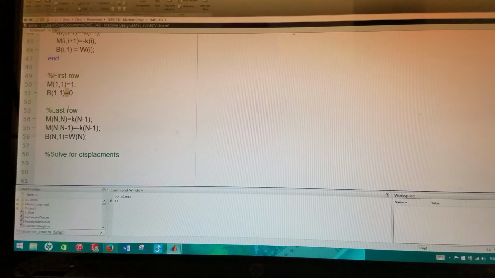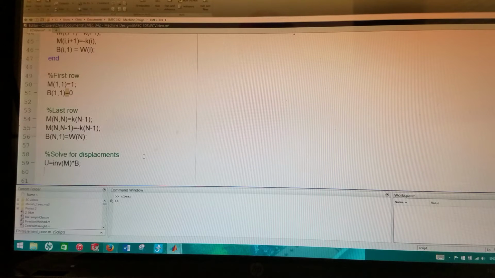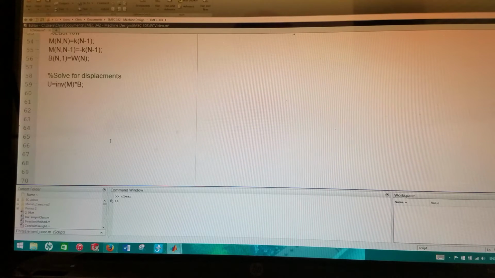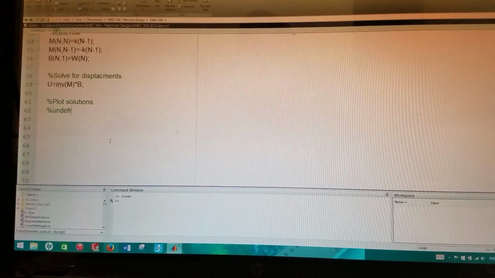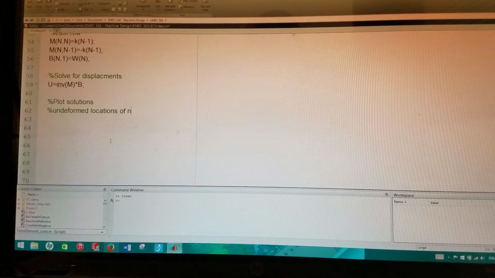And solving for displacements means solving the U matrix, which will be the inverse of the M matrix, multiplied by the B matrix. And then now at this point, we'll be able to plot the solutions. So we will plot solutions. We're going to start by plotting the undeformed location of the nodes, just as a reference for the strain calculations.